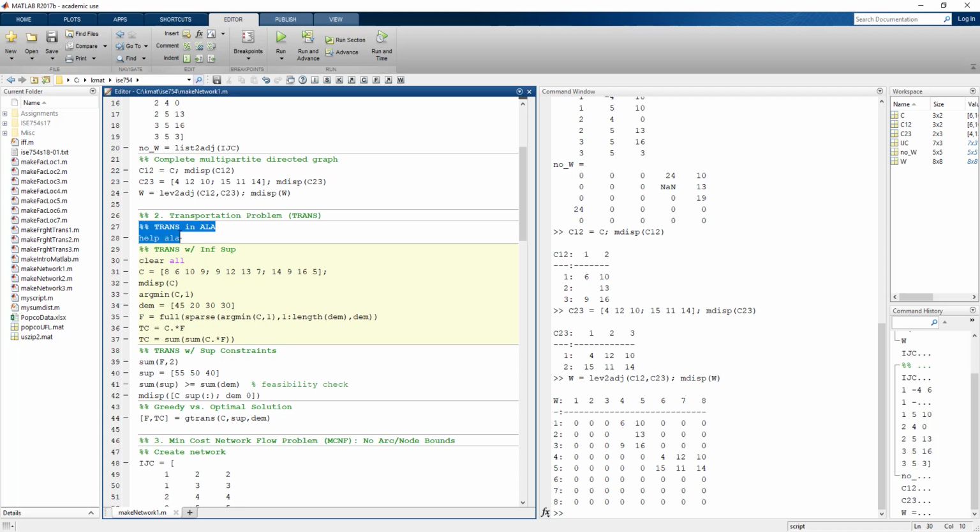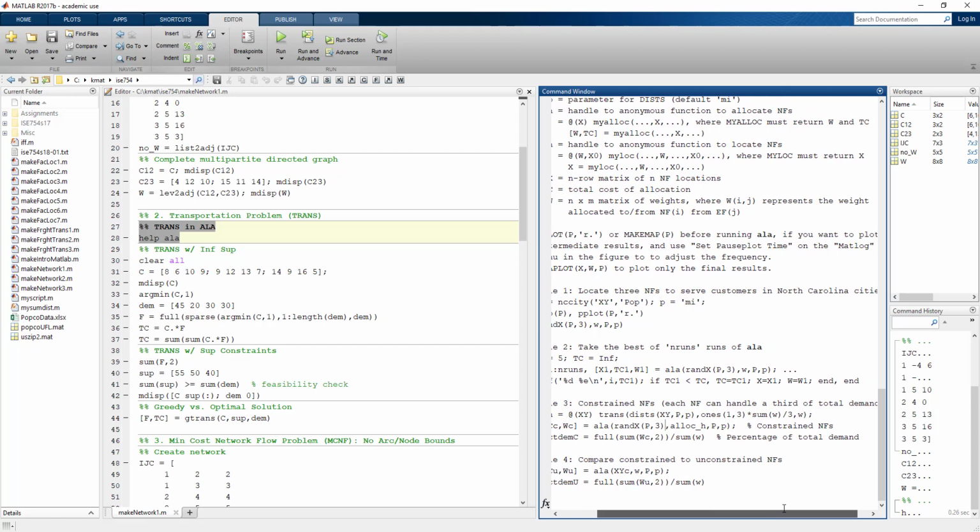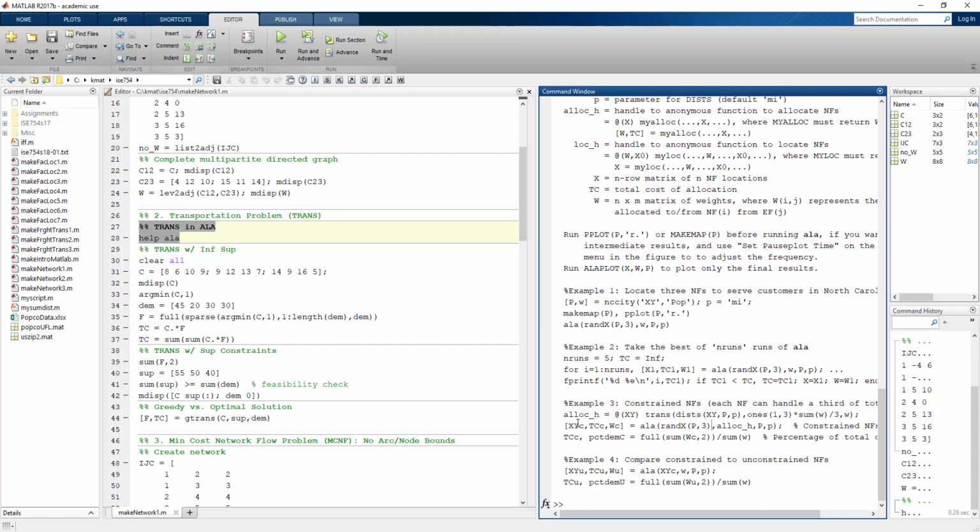So example 3 for the ALA procedure shows a case where we have constrained new facilities, where each new facility can handle a third of the total demand. And we can represent that as a transportation problem. So I'll get back to that after we talk first about the transportation problem.